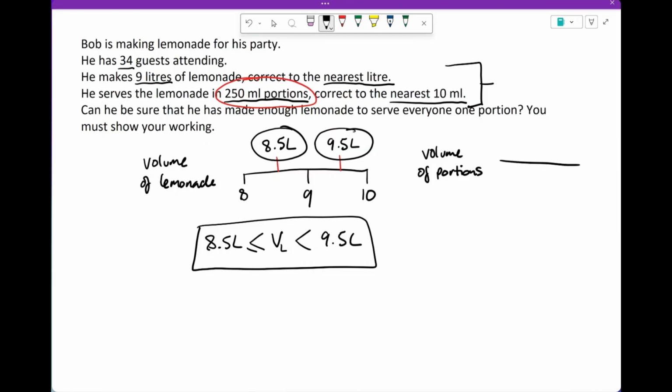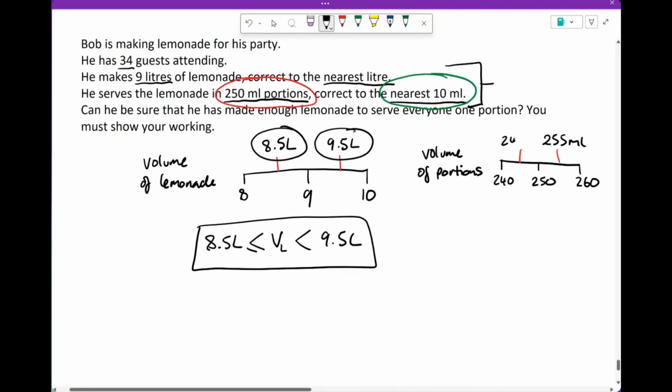And in our number line, we're going to put a 250 in the middle. And this time we're working to the nearest 10 milliliters, so the nearest 10. So we're going to add 10 to get 260, and we're going to subtract 10 to get 240. So then our upper and lower bound are our midpoints, so here and here. So our upper bound would be 255 milliliters, and then our lower bound is 245 milliliters, like that.